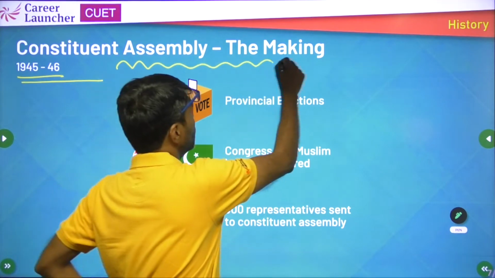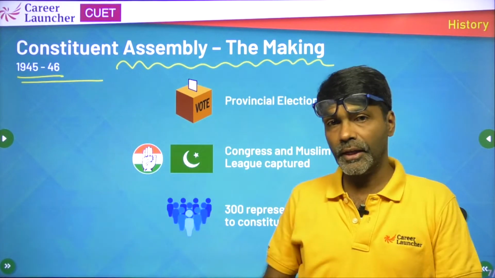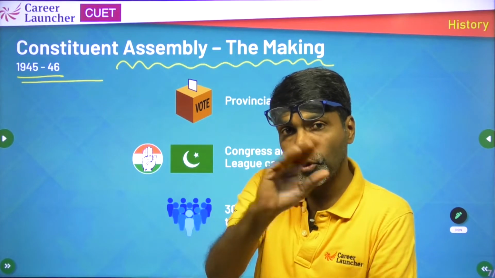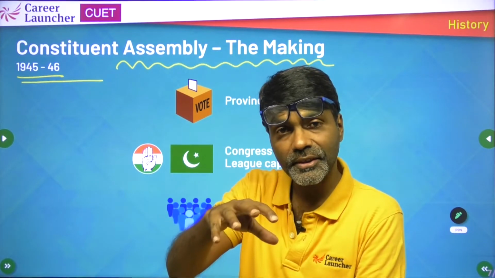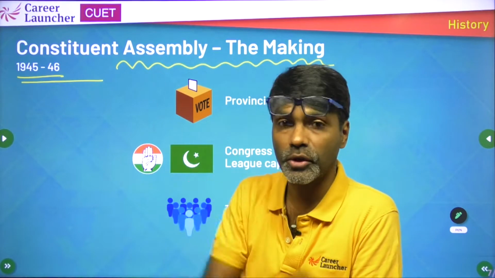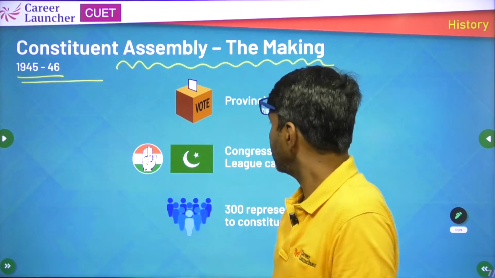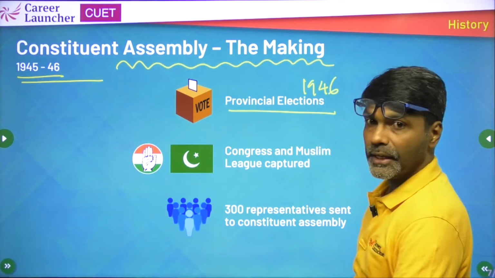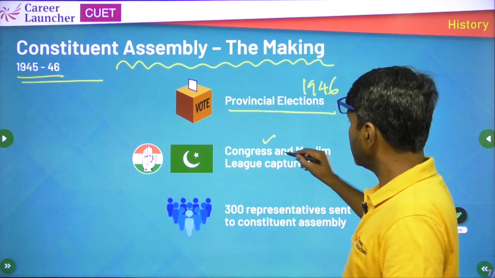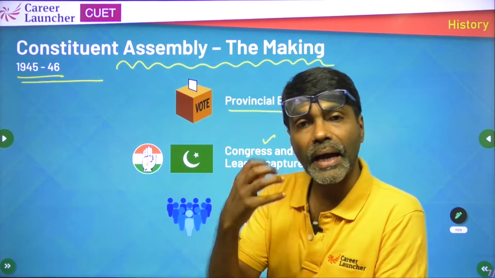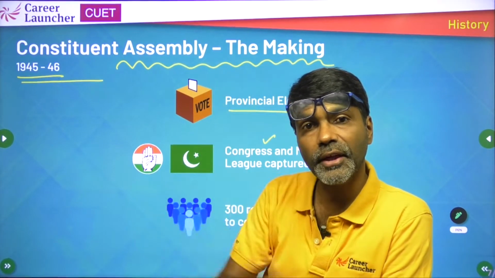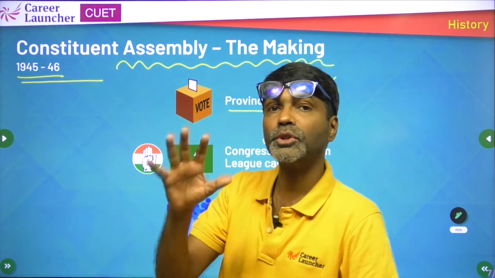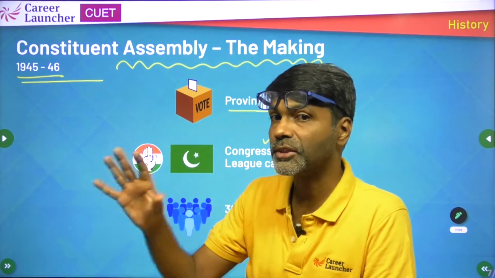You know, as you are aware, the provincial elections, which had about 12 to 14% of adults franchised, they had the right to vote. Provincial elections हुए थे, आपको मालूम है 1946 में. In these elections, Congress as well as Muslim League captured the majorities in their respective strength areas. So for the first time, Muslim League captured majority in the section B and section C.